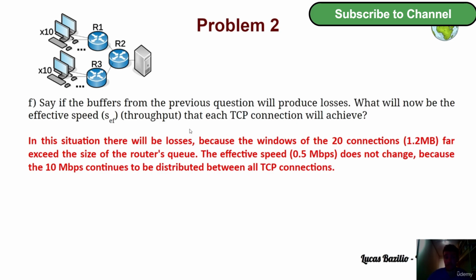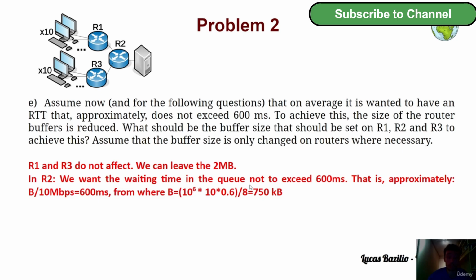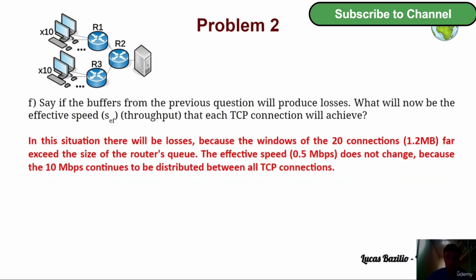What is important in this question F, again related with the question E, is that there will be losses, because we can't support all of the size of the windows, which is 1.2 megabytes, on the 20 TCP connections with only the size of the buffer R2 being 750 kilobytes. With this we have the solution to the question F.